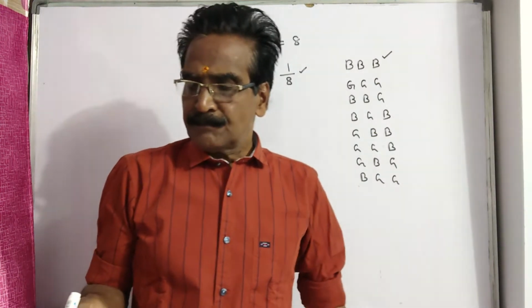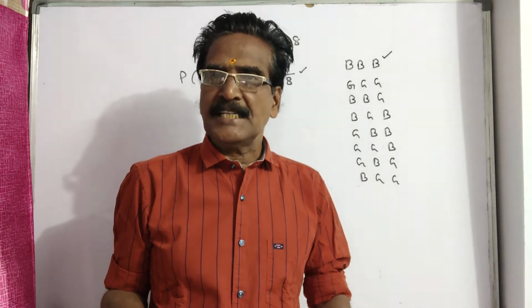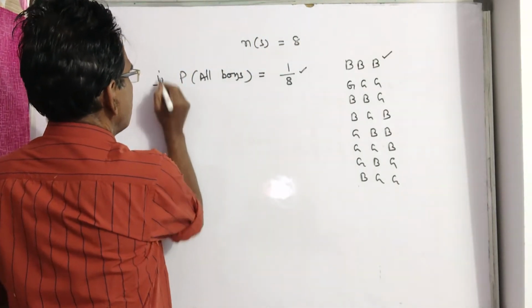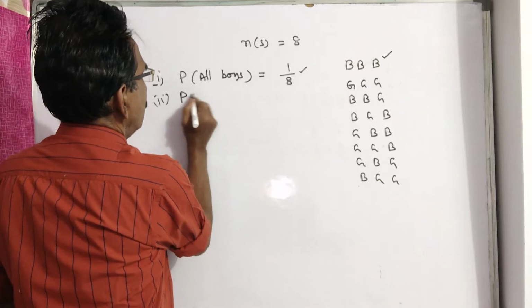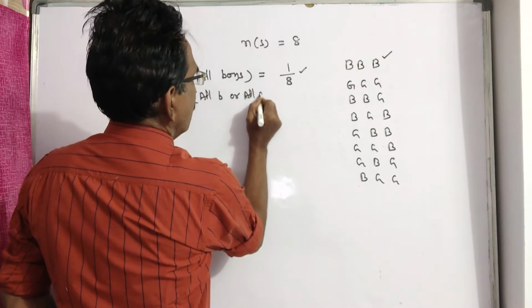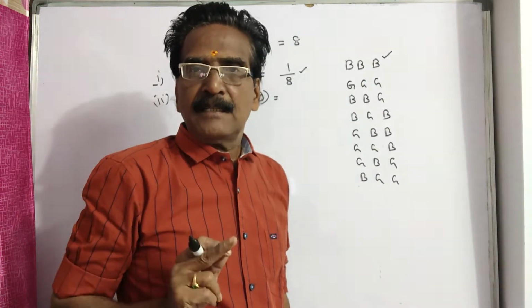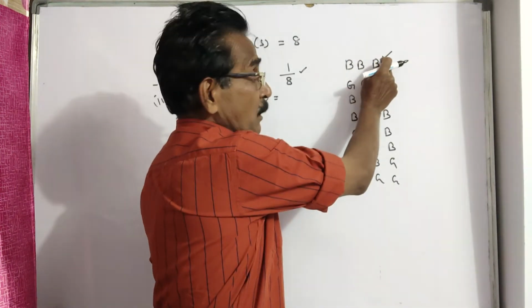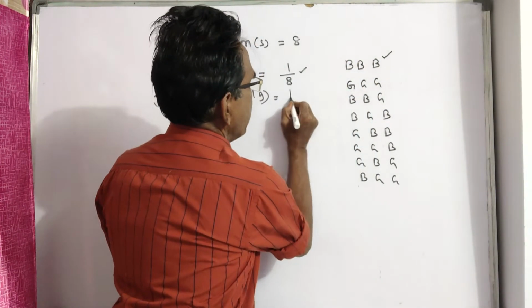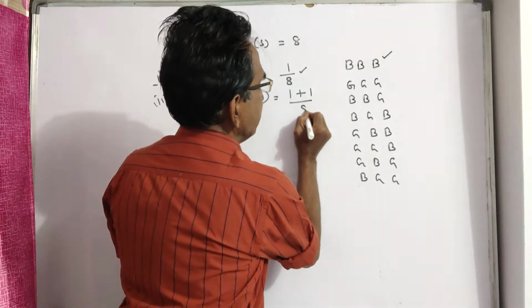Second question, all boys or all girls? All the 3 children are boys or girls? See, second question, all the 3 children are all boys or all girls. See, all boys, we have one outcome, and all the girls, we have one outcome. So, all the boys, one favorable outcome, all girls, one favorable outcome, by 8.